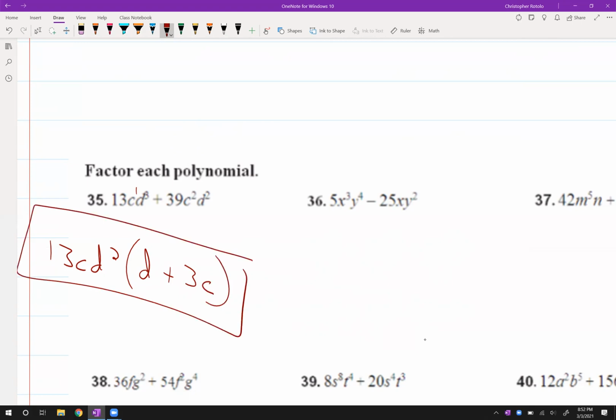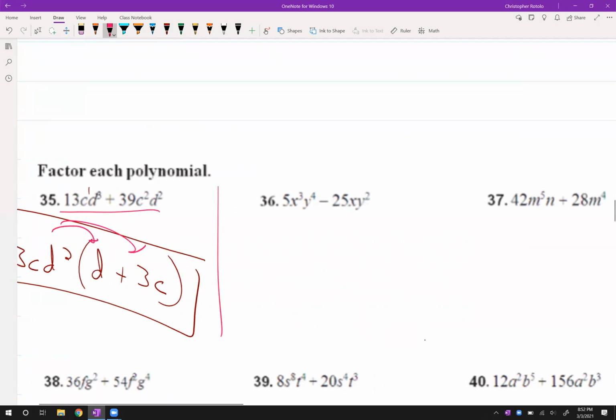Now, what are these two lessons? It seems like two separate lessons go together. How do I check? If I distribute this back in, I should get what we started with. Okay. All right, 36. Let's take a look at the next one.